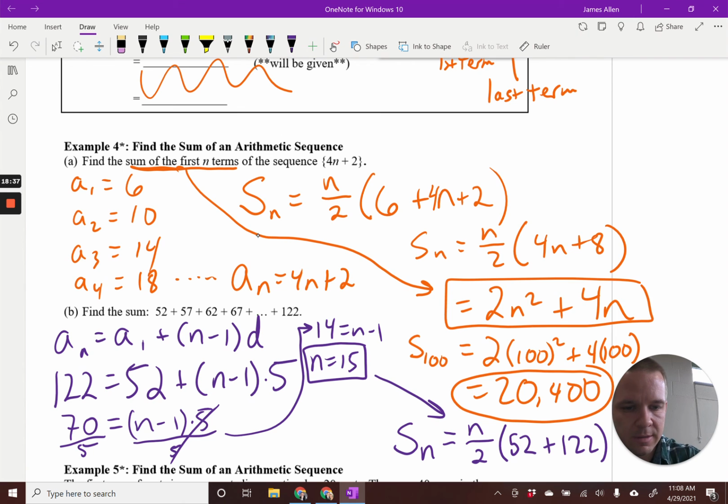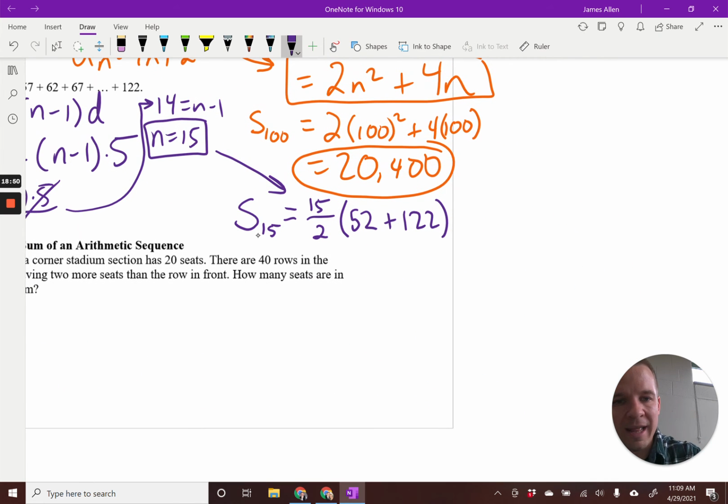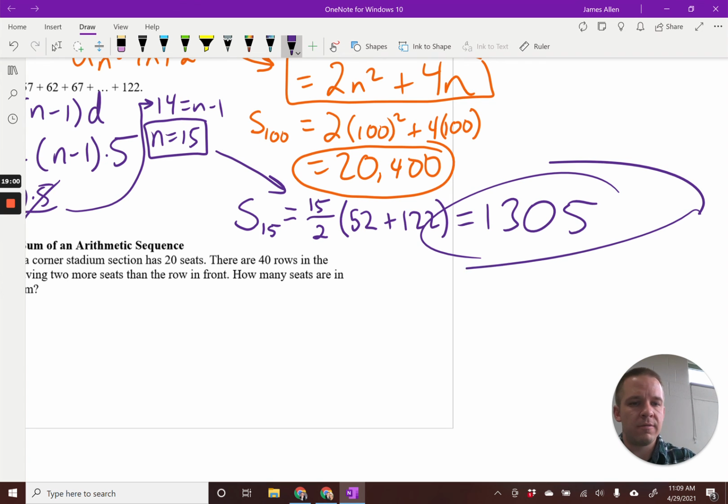I can now replace 15. S sub 15, right? Sum of the first 15 terms is what we're saying there. So now we can plug that into my calculator, 15 over 2, or 7.5, multiply by that sum, which would be 1,305.